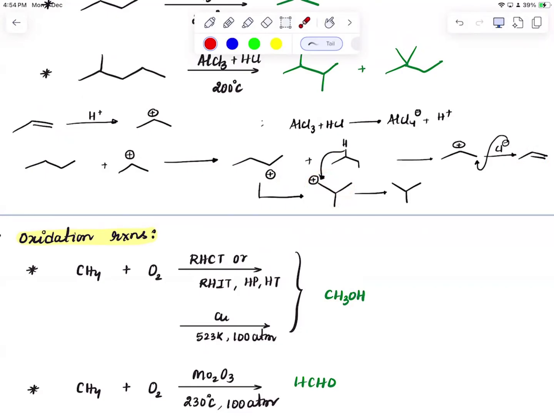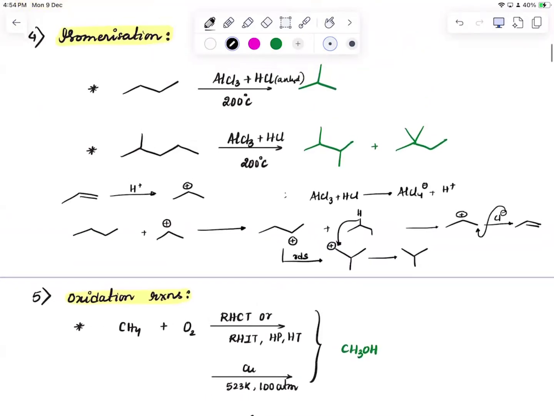So this is a typical mechanism which is observed. This hydride shift, this methyl shift, is not that easy to occur. So this reaction is very slow, and this is the rate determining step, RDS, in this case. This step is called the isomerization step. So I hope this part is clear.